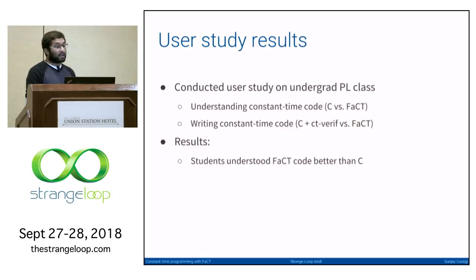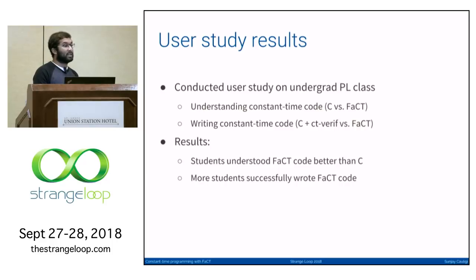So students were better able to understand FaCT code than C code. When looking at FaCT code, they were more likely to be able to correctly tell us what the code was supposed to be doing, as opposed to the corresponding C implementation. When they were writing code, more students were successfully able to write a FaCT implementation than the corresponding C implementation in constant time.